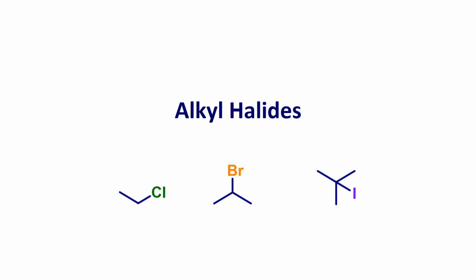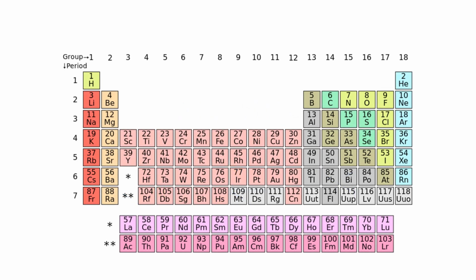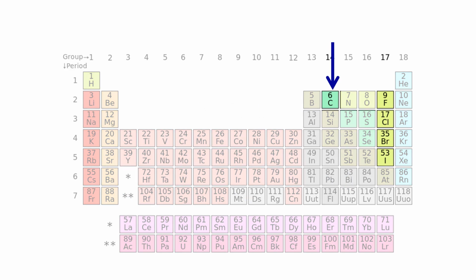Alkyl halides, also known as haloalkanes, are organic compounds in which the carbon atom of an alkyl group is attached to a group 17 element, one of the halogens: fluorine, chlorine, bromine, or iodine.